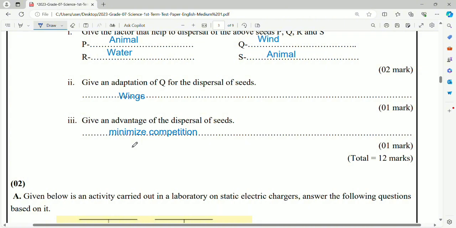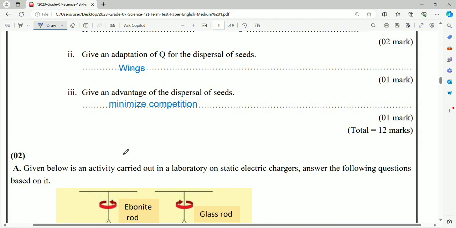To minimize the competition. If every plant lives in the same place, there will be competition, no? For the water and for the minerals there will be competition. So in order to minimize the competition, they disperse from one place to another place. So minimizing the competition is the main advantage.